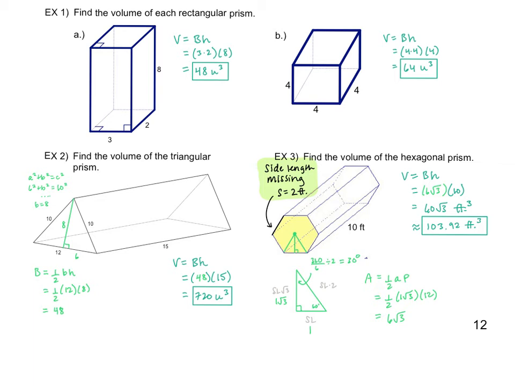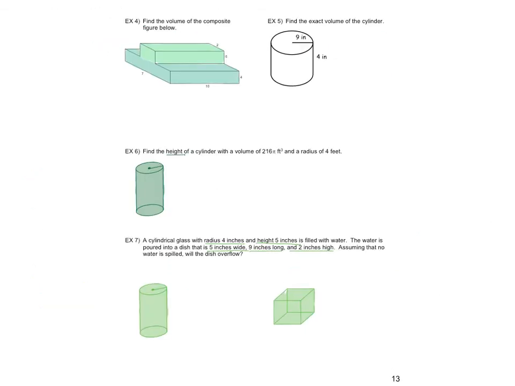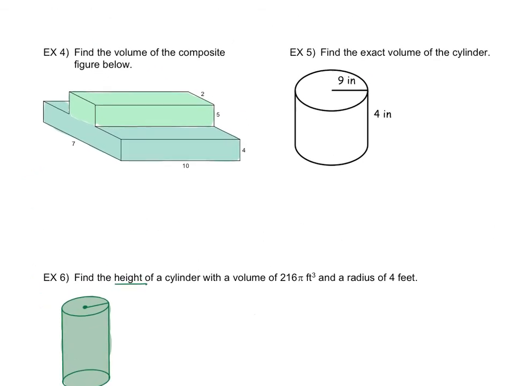All right, so look at this. We're cruising, we're doing well, looking at prisms. Do not worry, we will definitely try some cylinders in the future and maybe a combination of them. So let's go ahead and turn to our second page, 13. So we are on page 13. Let's go ahead and look at problem number 4.